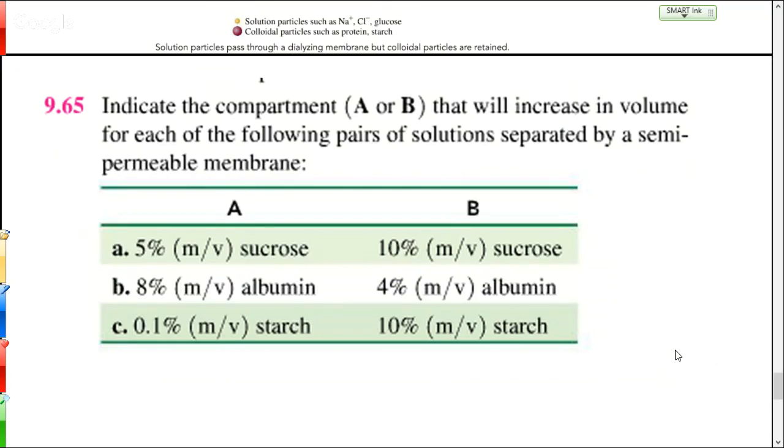You've got 5% sucrose on side A, you've got 10% sucrose inside B. So because there's a difference in concentration, there's going to be movement of water. There's going to be an osmotic pressure. So which side will end up higher? B. Go to B. Anybody A?